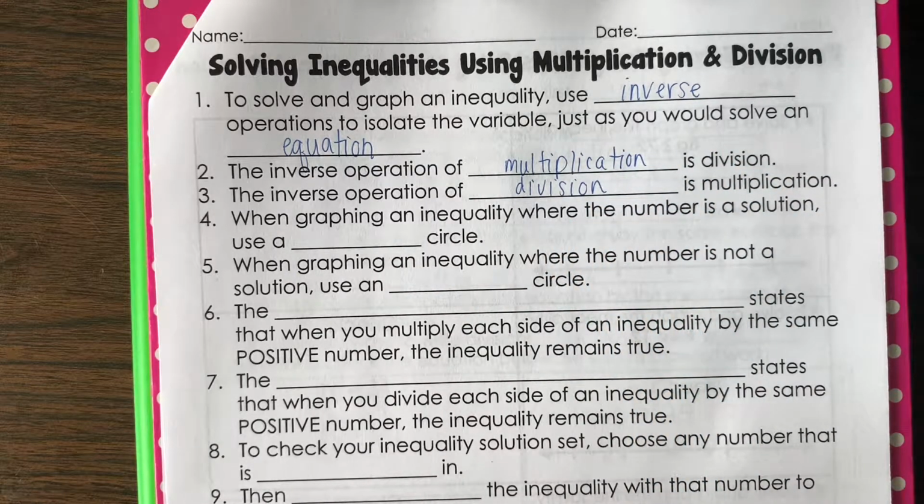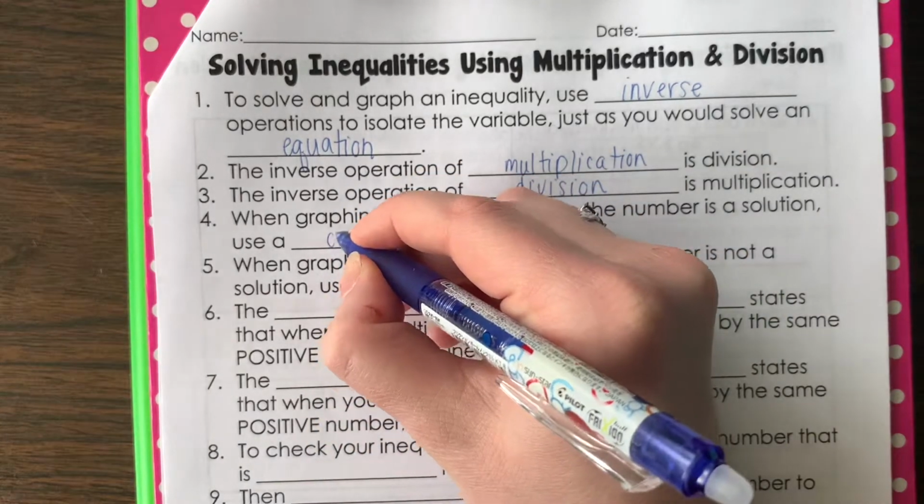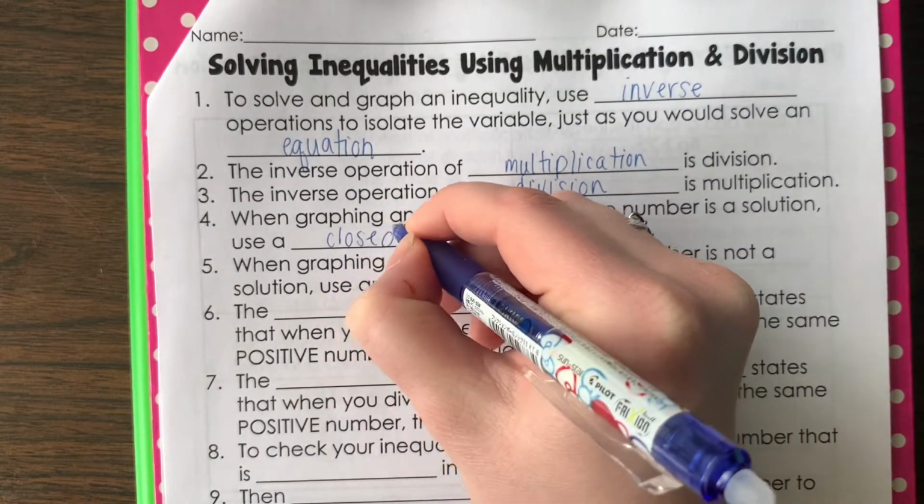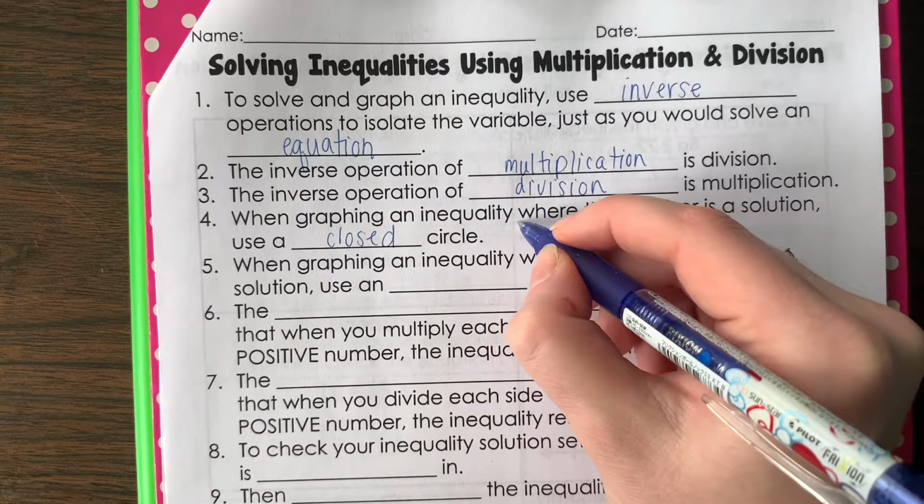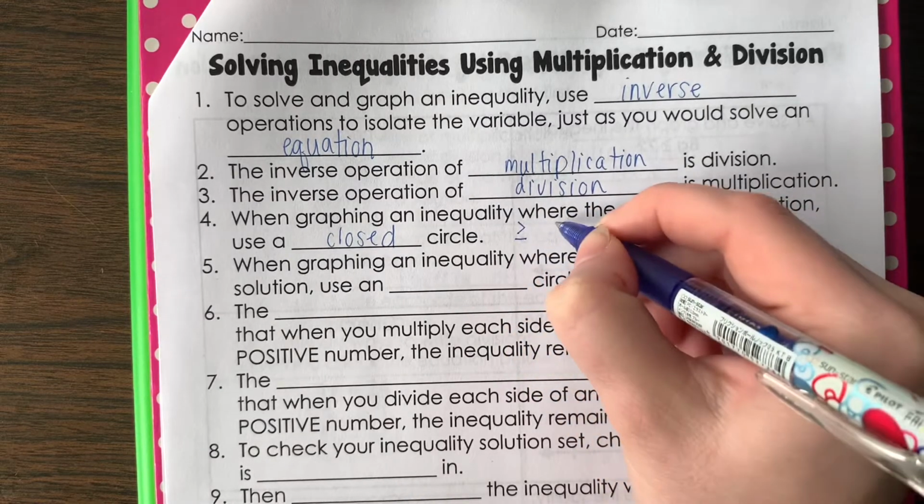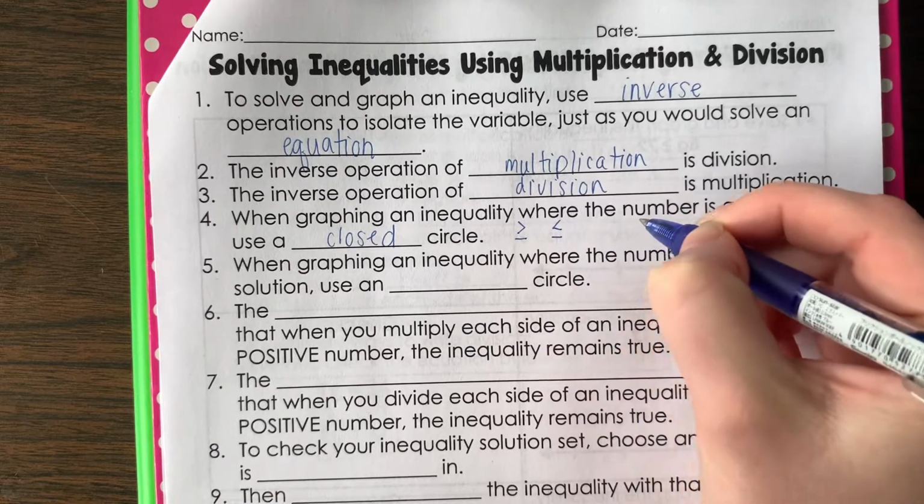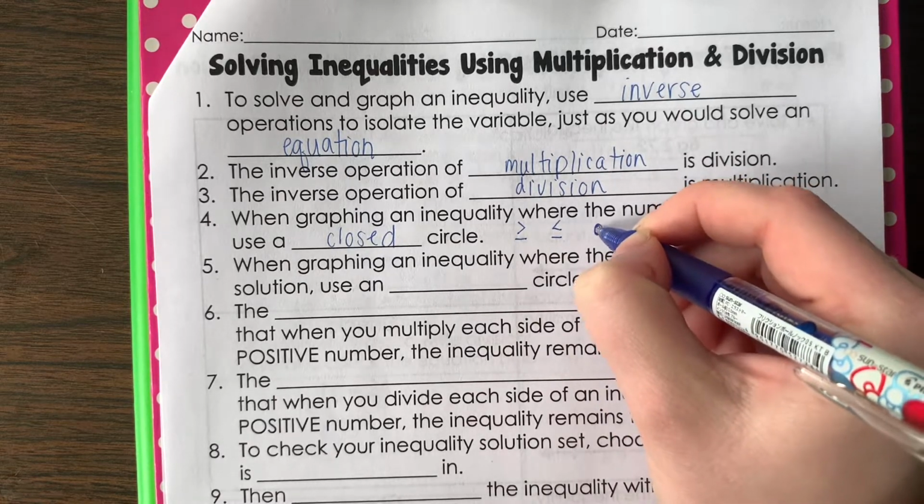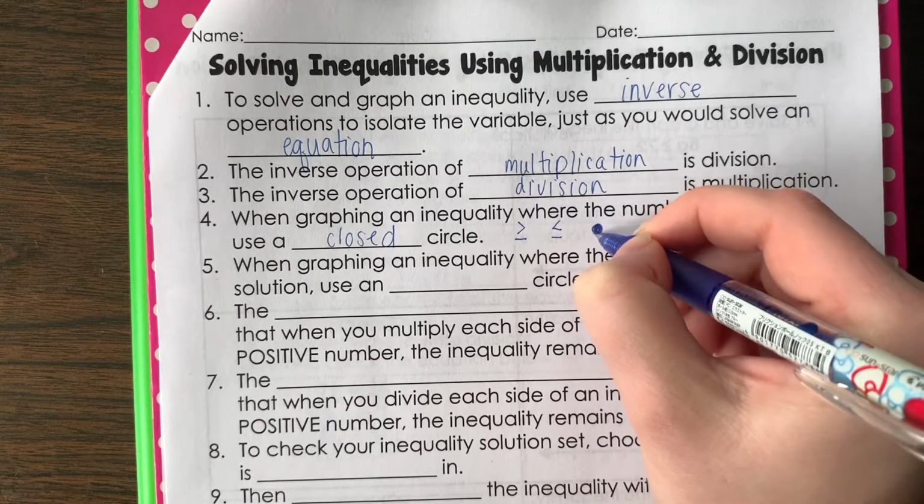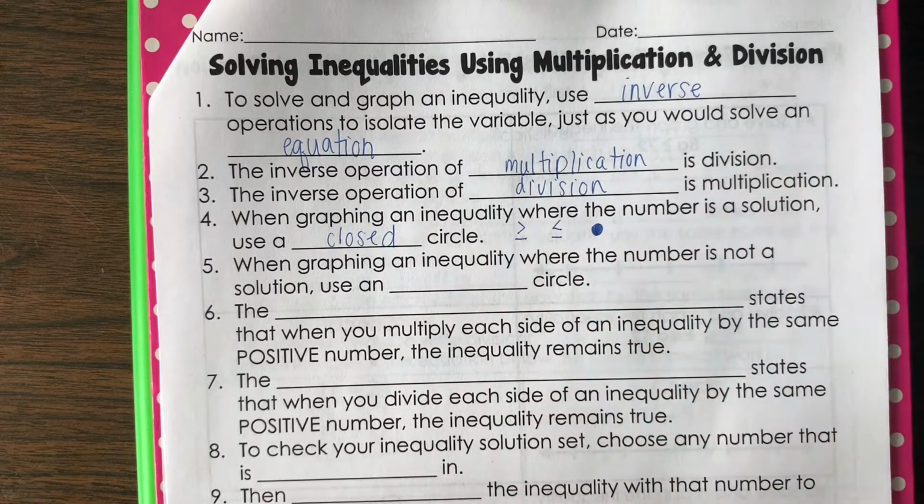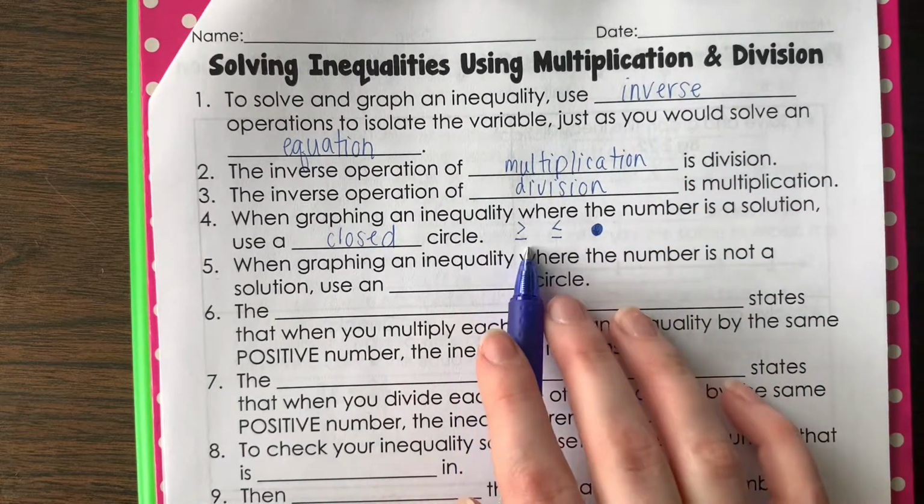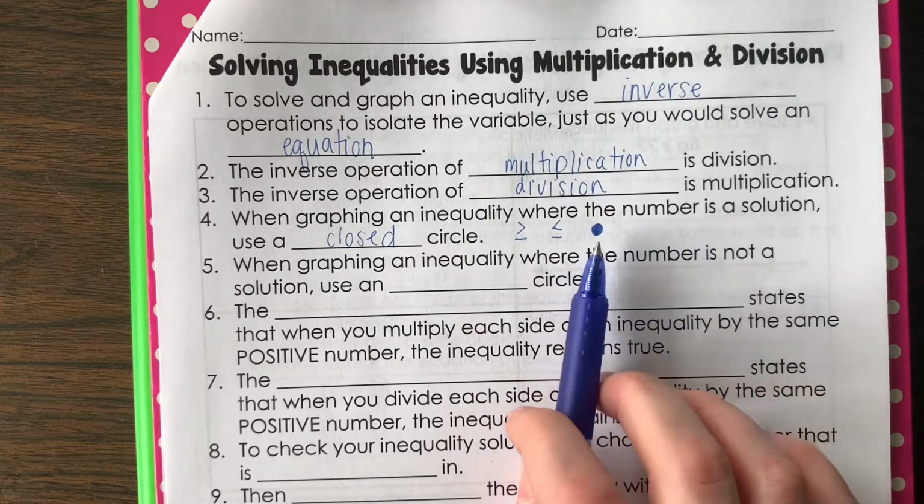All right, so numbers 4 and 5, this was the new part that we talked about last time. When graphing an inequality where the number is a solution, we are going to use a closed circle. That means whenever you see the greater than or equal to, or the less than or equal to, we are going to have a circle that is filled in. Because of the equal to portion, we're saying that number could be a solution, so that's why it's filled in.